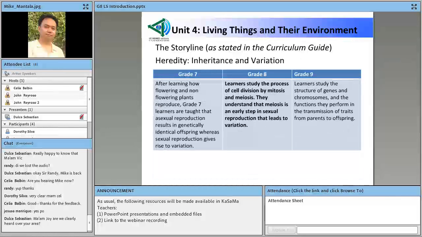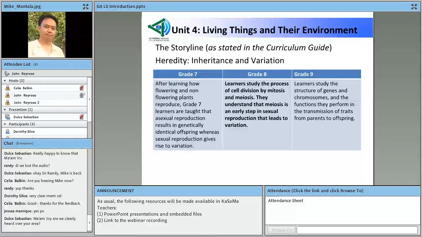We move on to another strand. Here's the storyline for heredity, inheritance, and variation. In grade 7, the focus is on modes of reproduction, of which there are two: sexual and asexual. Then when our learners get to grade 8, they start studying the process of cell division, cell division cycles that include mitosis and meiosis.